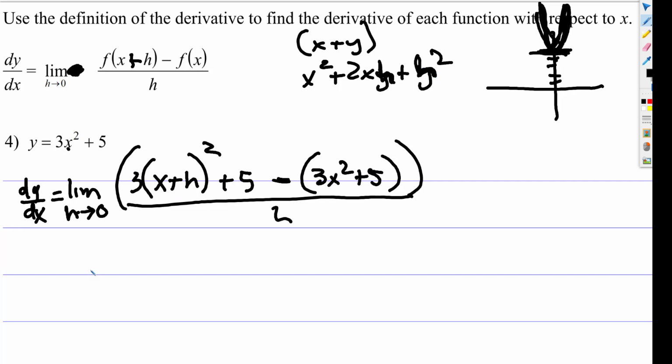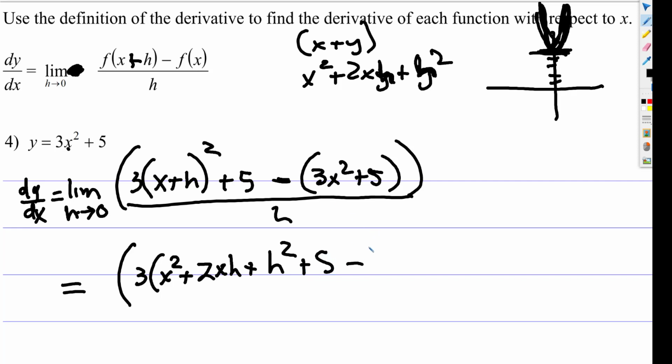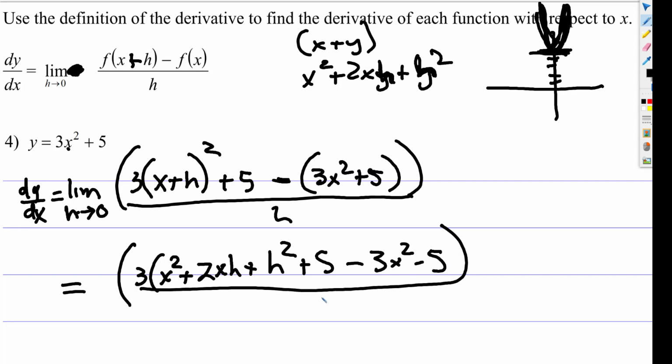So now what we have is, I'm going to do that and pretend that I just wrote all that. It's 3 times x squared plus 2xh plus h squared, plus 5. We're going to subtract the 3x squared, subtract 5, all over h. Okay, figure out what can cancel. Well, first we'll do the distributive. That would give us a 3x squared. Well, that 3x squared is going to cancel with that 3x squared.